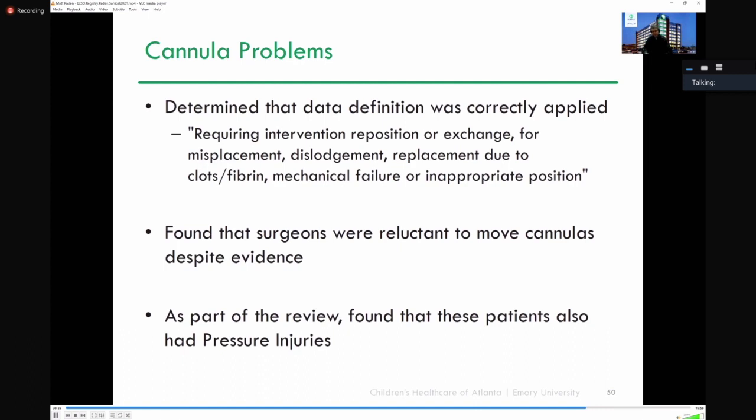And so then we went and talked with a lot of the folks who were involved in this, talked to our bedside nurses, our specialists, the critical care doctors, and then the surgeons. A common theme that came up was that many people said they knew there were cannula issues, but that the surgeons were reluctant to move these cannulas despite the evidence that there was an issue. Now, as part of this review, the nurses brought up to us that many of these patients also ended up with pressure injuries caused by the ECMO cannula itself.